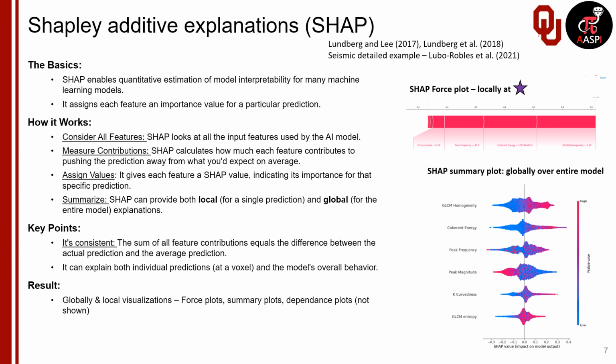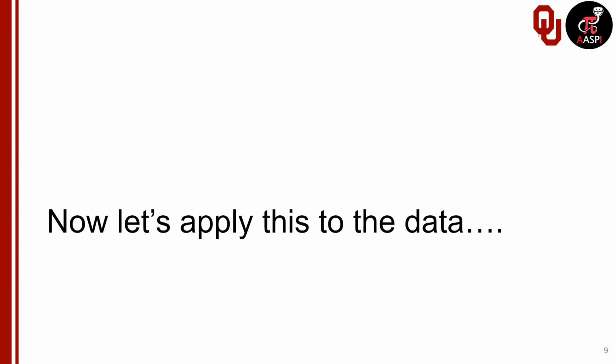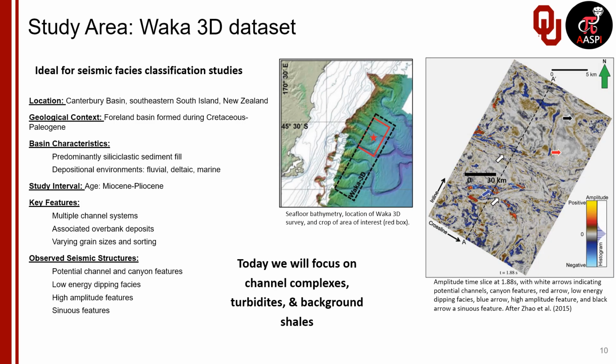And so SHAP can give us information at the local scale. So we get these SHAP force plots, which in this case is shown at that same purple star I showed before. But then we also get a summary plot, which is global over the entire model. In this case, the summary plot is showing that high values of GLCM homogeneity over the whole random forest model are tending towards a channel classification, while low values of GLCM homogeneity are tending away from a channel facies classification.